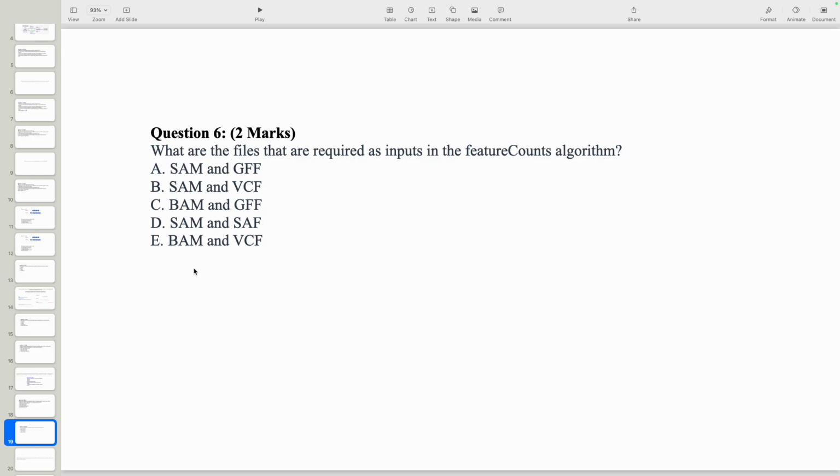So we'll move to our next question, question number 6. What are the files that are required as input in the feature count algorithm? So here we are quantifying our reads. This is one of the tools that are used to quantify the reads, which is feature count. So what are the input files that we give to this tool? Where we can get our input, we can get the output. So please go through this question and try to answer this question.